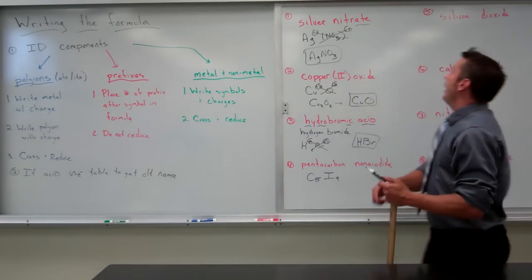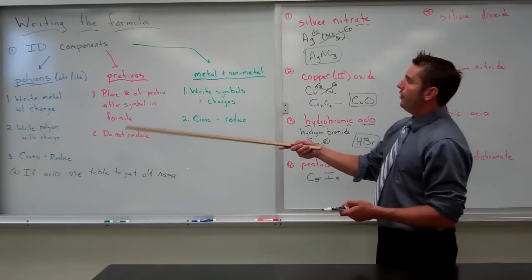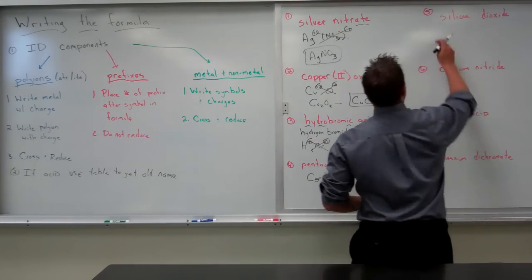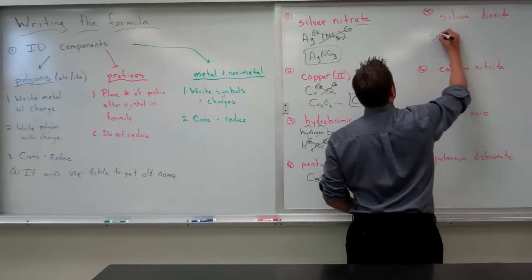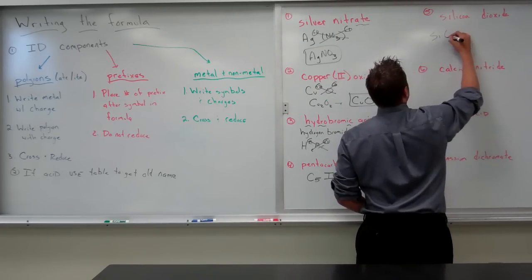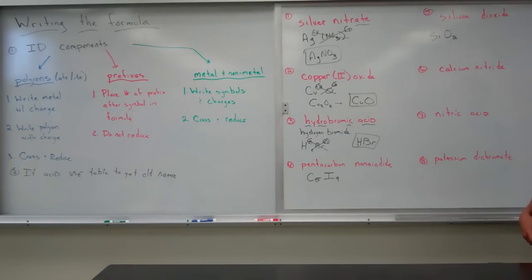Sorry about that. All right, silicon dioxide has a prefix. So place the number of the prefix after the symbol. No prefix on silicon, so just Si. Dioxide means 2 O's. No crossing, no reducing. We are good. All right, 6 says calcium nitride.